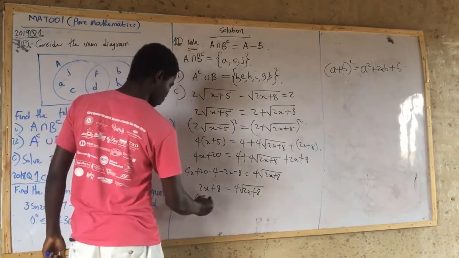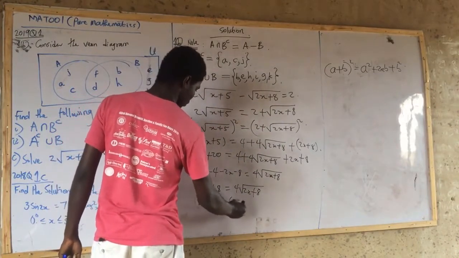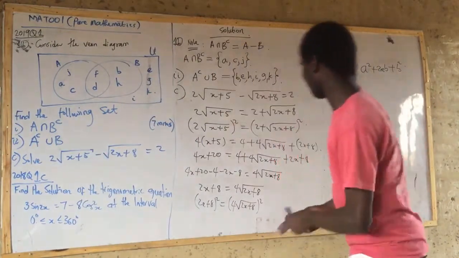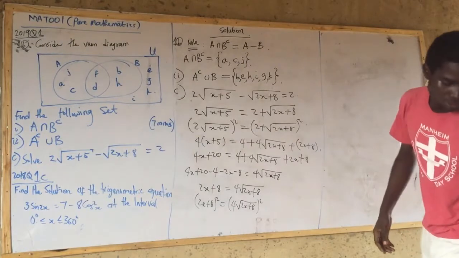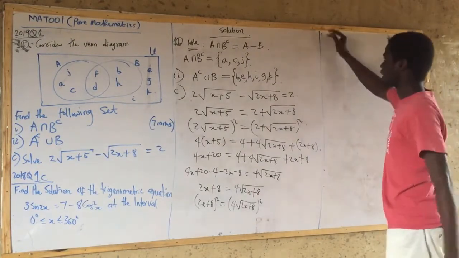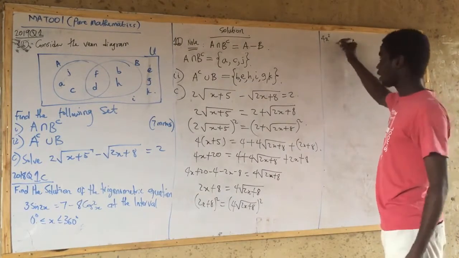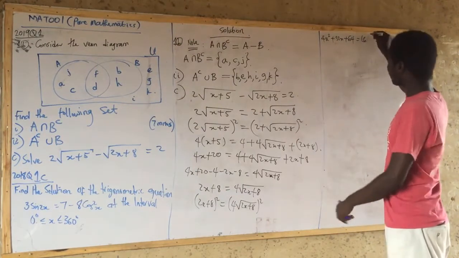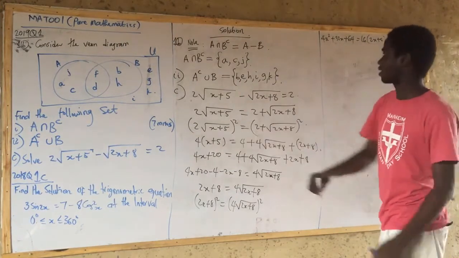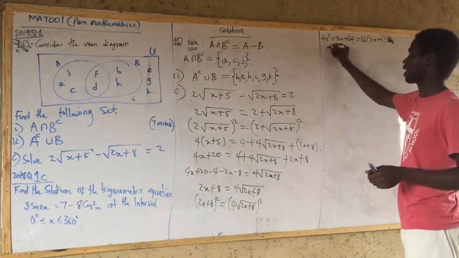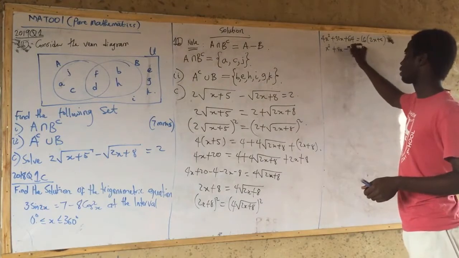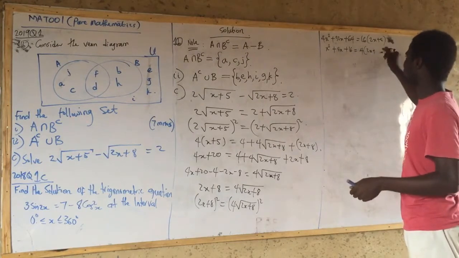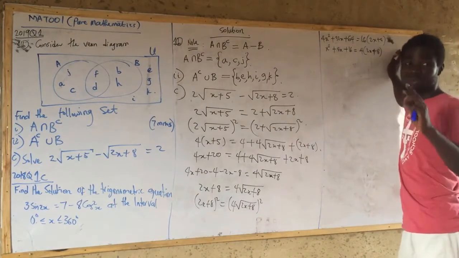Square both sides again, you have 2x plus 8 all squared equal to 4 root 2x plus 8 all squared. That's what you are going to have. So now, what do we get from here? We expand this one again, you have 4x squared plus 32x plus 64 is equal to, this one will give me 16 times 2x plus 8. Just the way I expanded this now. 4 is common throughout. Divide through by 4, this one will give me x squared plus 8x plus 16 equal to 4 times 2x plus 8. Or you open the bracket first before dividing through by 4.